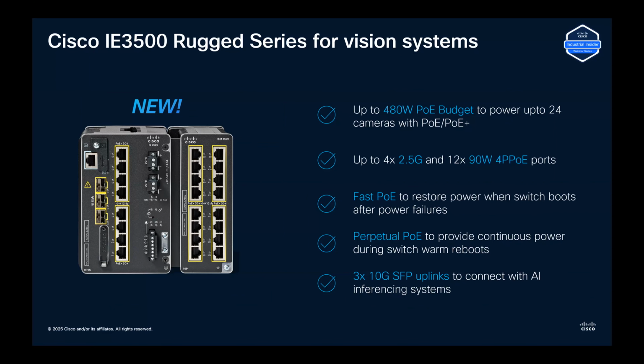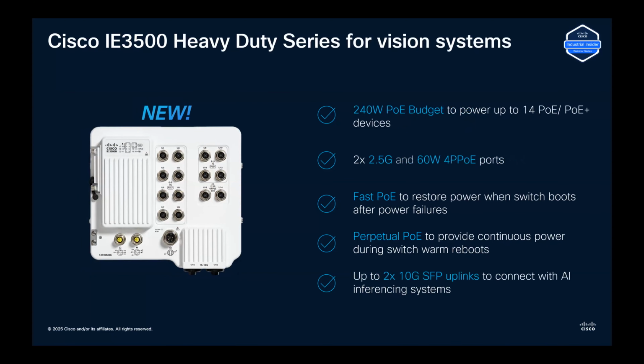But also the key thing that Cisco does in all of our PoE equipment is making sure to minimize any interruptions in PoE to those cameras. So we have things like fast PoE and perpetual PoE that ensure that uptime is maximized as much as possible.